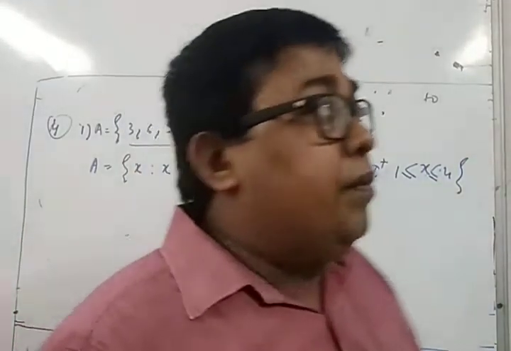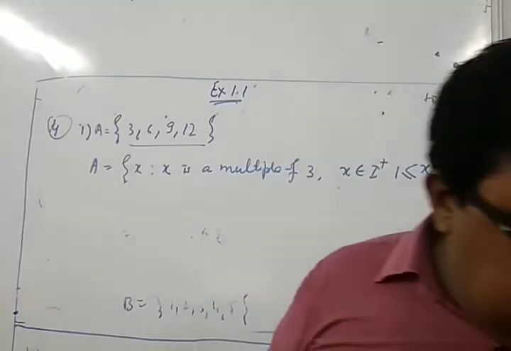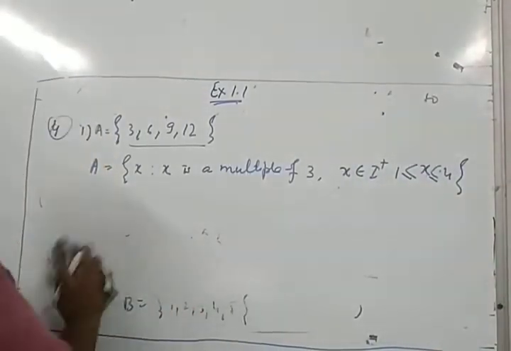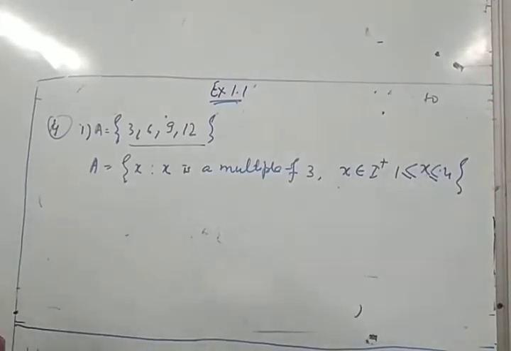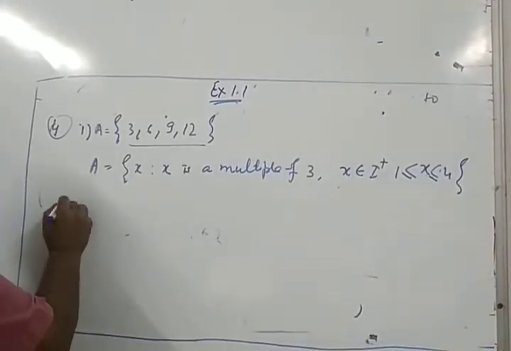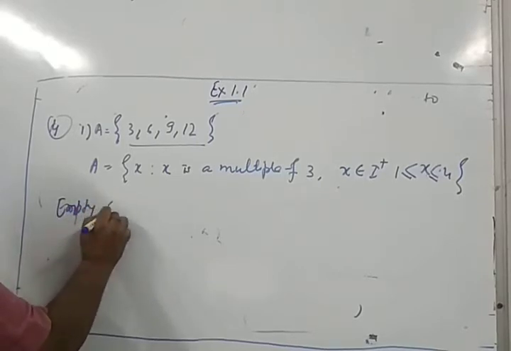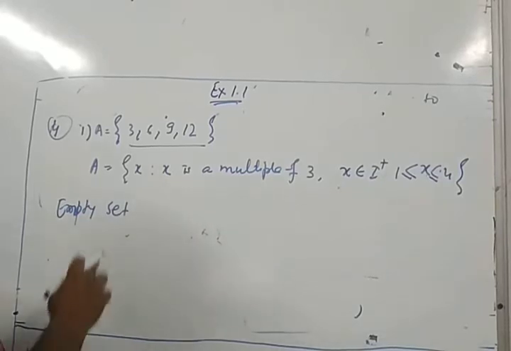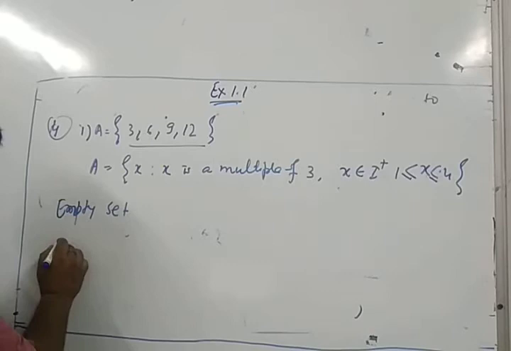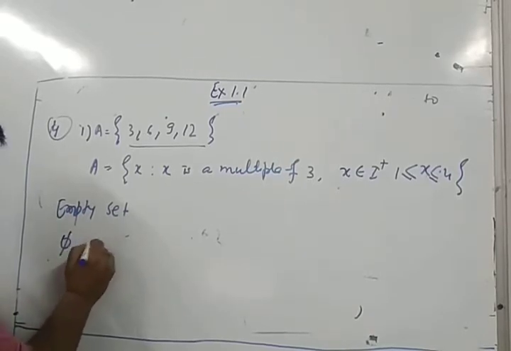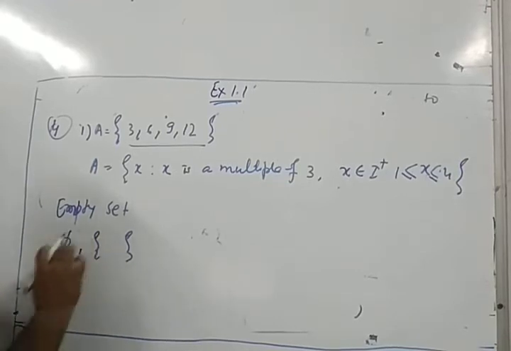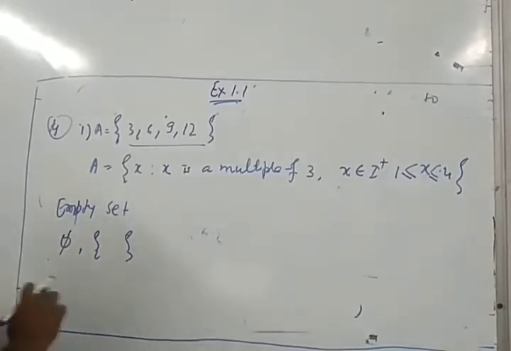Then coming to the next topic, the next exercise: there are some kinds of sets. What are the kinds of sets? There are a few cases. One is the empty set. What is the empty set? Empty set means null set. A set which does not contain any element. We represent the empty set by phi or by simple curly brackets with nothing inside the brackets. This is the empty set.